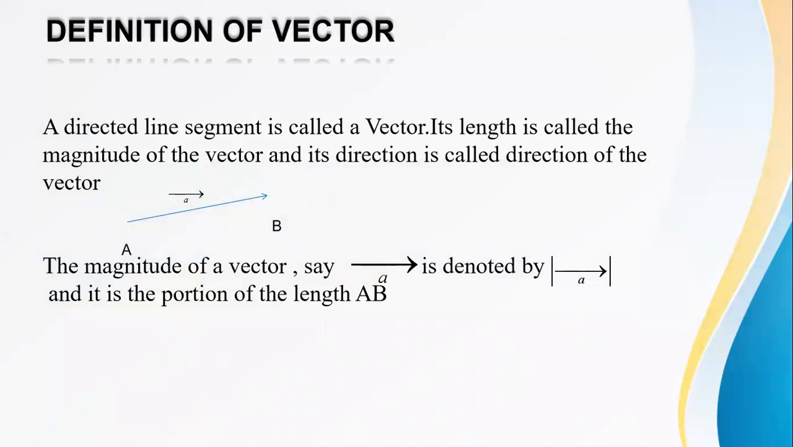Definition of a vector. A directed line segment is called a vector. Its length is called the magnitude of the vector and its direction is called the direction of the vector. Magnitude of the vector is denoted by modulus of A and it is the length AB.